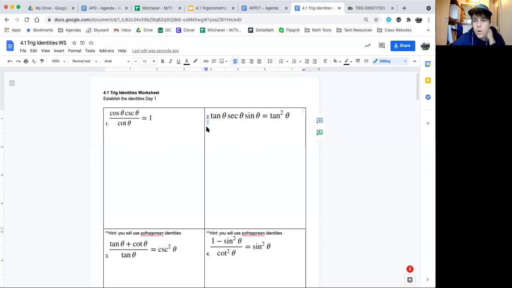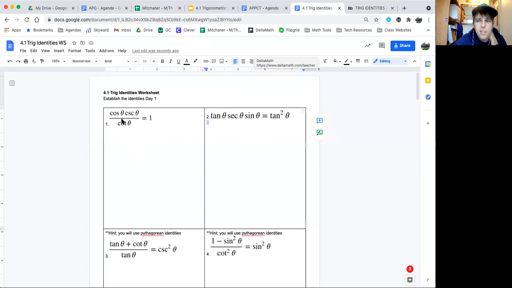All right, so we're going to go over the day one problems for the establishing identities worksheet here. Hopefully this can help you if you're having some trouble with these. So first off, number one, just to remember some general process ideas here. One thing is you want to start with the more complicated side in general. That's just going to be your best bet.